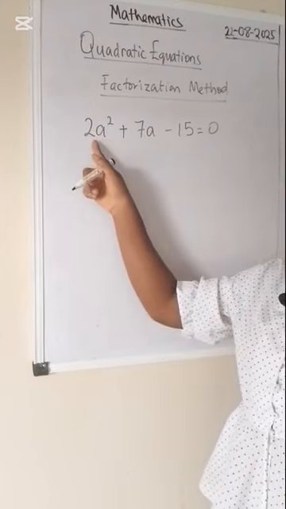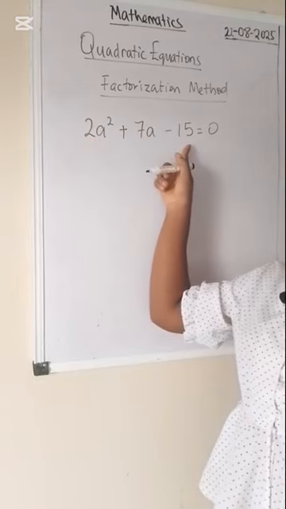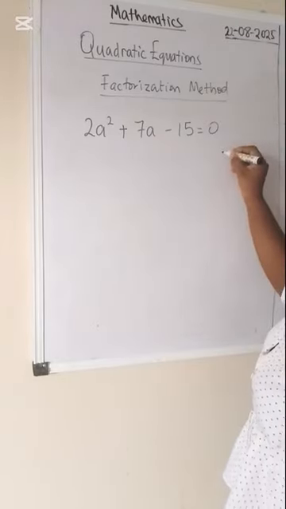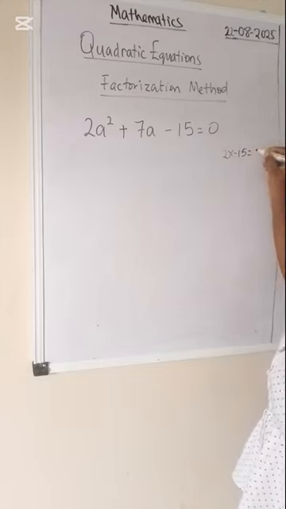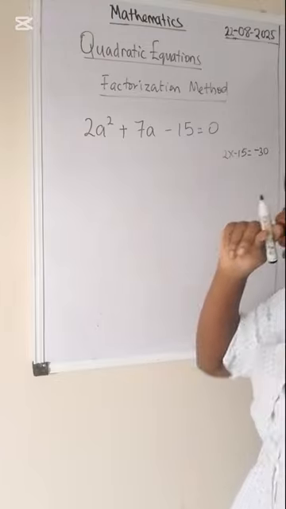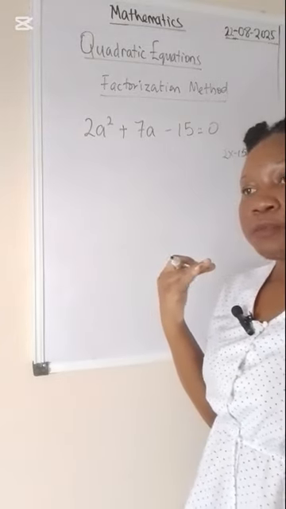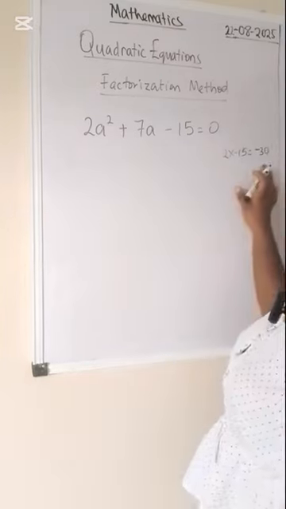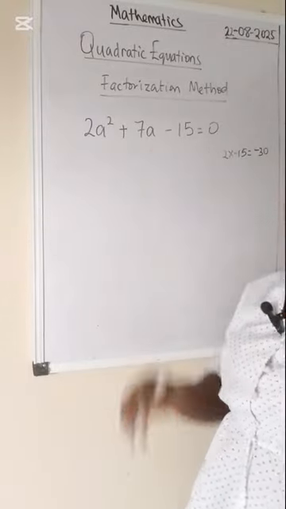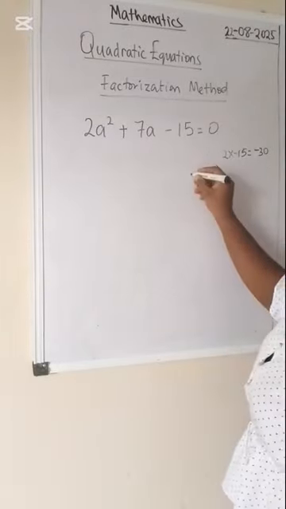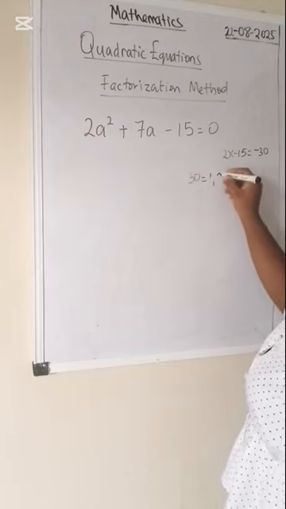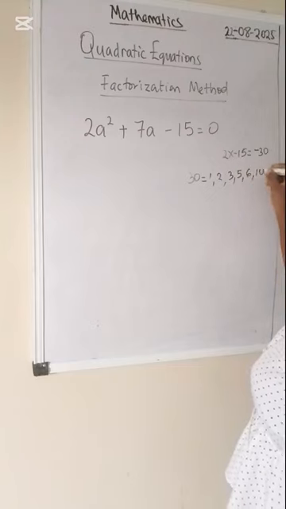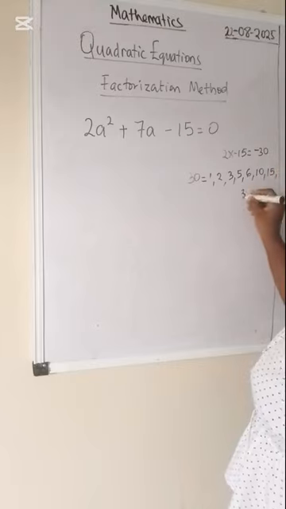We're going to multiply the coefficient of a squared by our c, which is what we're going to now use to find our factors. So on the side, you do 2 times minus 15. That will give you minus 30. Now, we're looking for the factors of 30 such that if you multiply them, you get minus 30, and if you add, you get 7. So let's find out factors of 30. Factors of 30 will include 1, 2, 3, 5, 6, 10, 15, and 30.